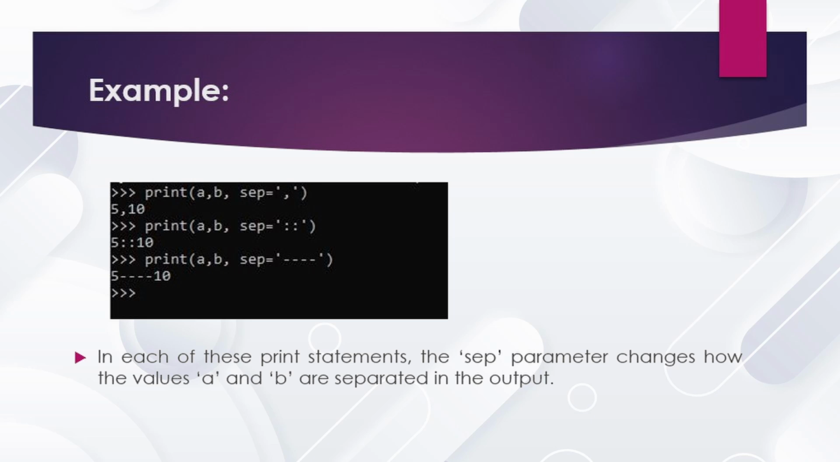Let us look at the code here to understand the sep attribute. In each of these print statements, the sep parameter changes how the values a and b are separated in the output. So for example, in the first line, the separator used is a comma. In the second print statement, we have used two colons, and in the third print statement, we have used four dashes.